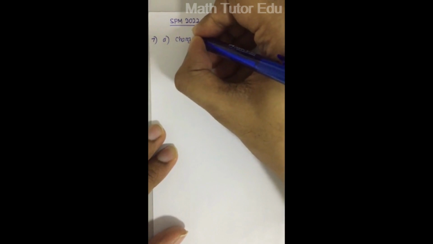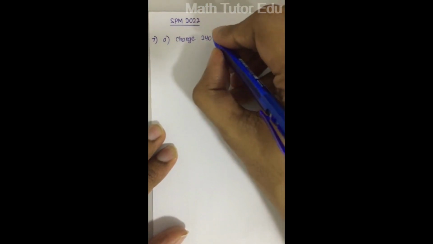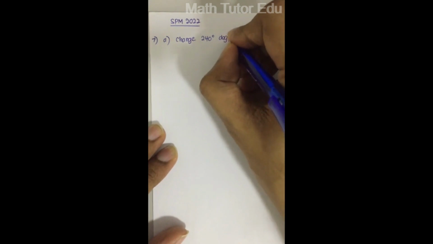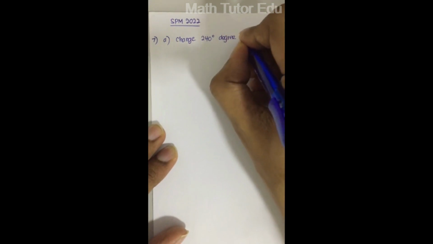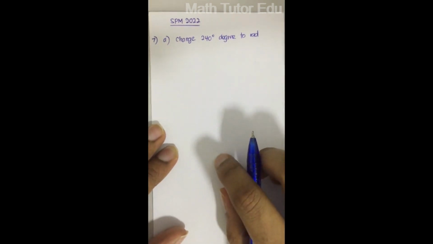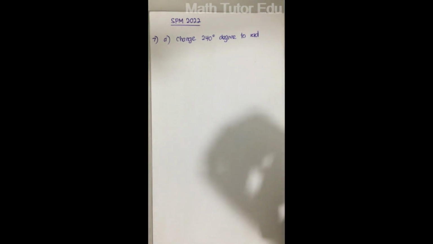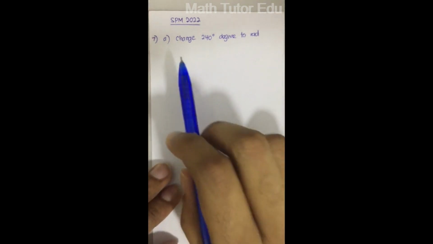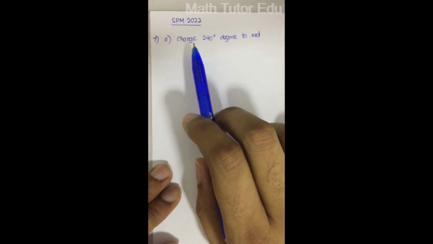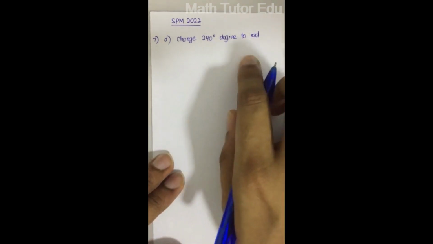Change 240 degree to radian, because the question asks us to state the angle of COD in terms of pi. Pi means you need to express your answer in terms of radian, not in degree form, guys. So that's why the first step you need to change the major angle into the radian form. I hope you understand this.